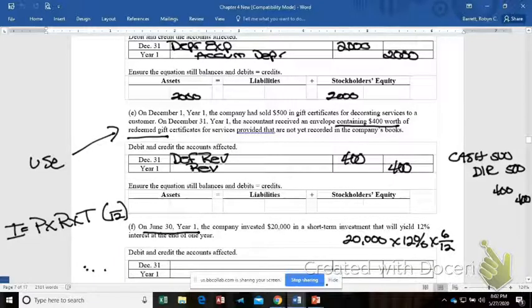So if you take 20,000 times 12% times 6/12, you get 1,200. I almost wrote 2,400. 1,200. Now we invested, so they're going to pay us. What would be the journal entry to record the interest that they're going to pay us?